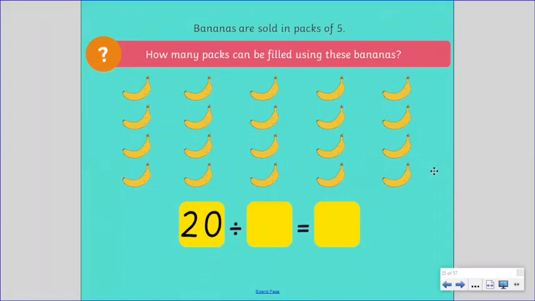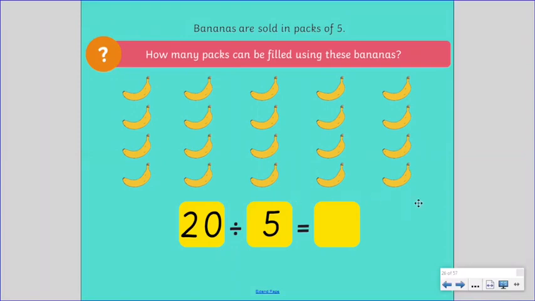That's our first number. Our second number is the amount of bananas that are going into one group. And the information here tells us bananas are sold in packs of 5. So they're going to go in groups or packs of 5, so they're going to be grouped into 5. So our question is 20 divided by 5, or 20 grouped into 5s.